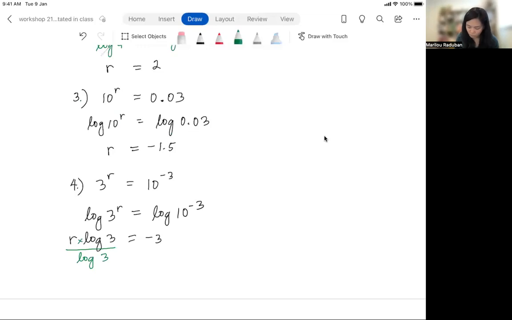So dividing by log r on the left side, you have to do the division on the right side as well. Log 3 is just a number, and log 3 divided by log 3 is equal to 1. So it's equivalent to just canceling log 3 in the numerator and denominator. So you have r is equal to negative 3 divided by log 3. You can put that in your calculator, negative 6.28 for r, for the answer of r.